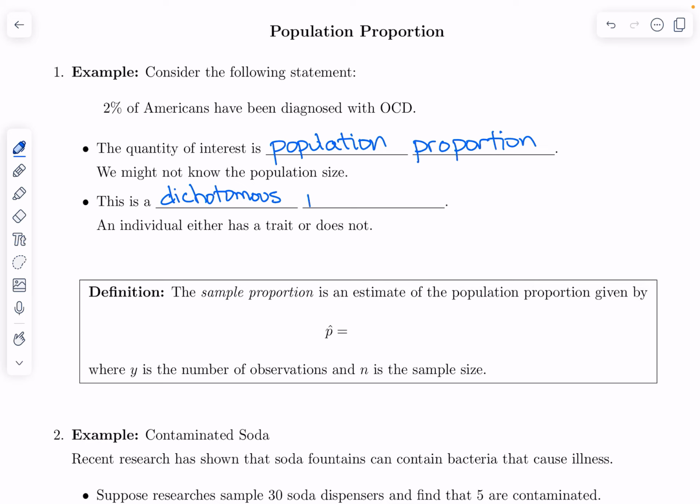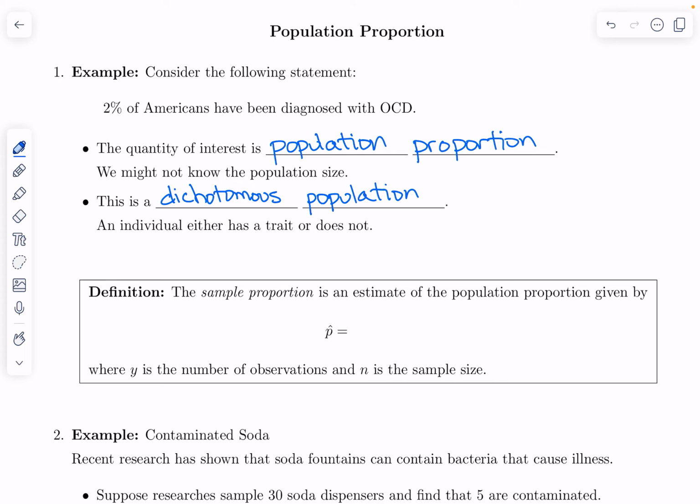An individual in a dichotomous population either has a trait or does not have that trait. So either an individual has been diagnosed with OCD or they have not. Another example could be an individual has blue eyes or they do not have blue eyes.